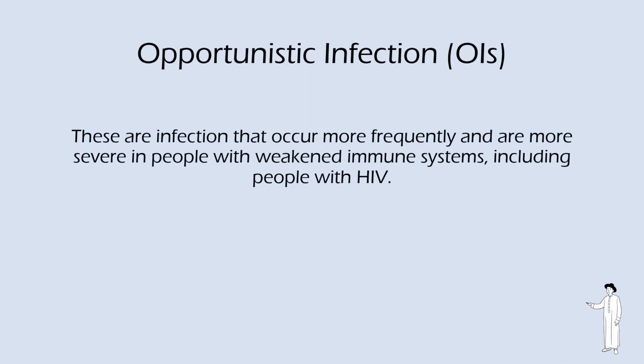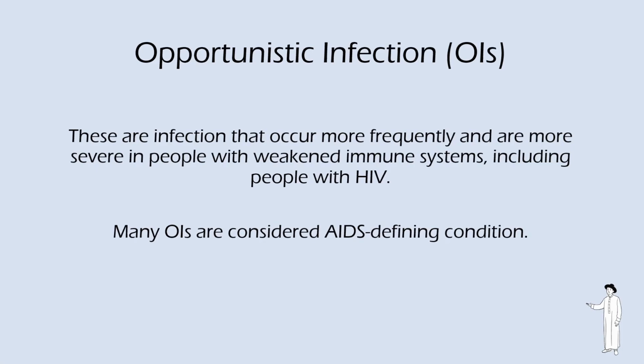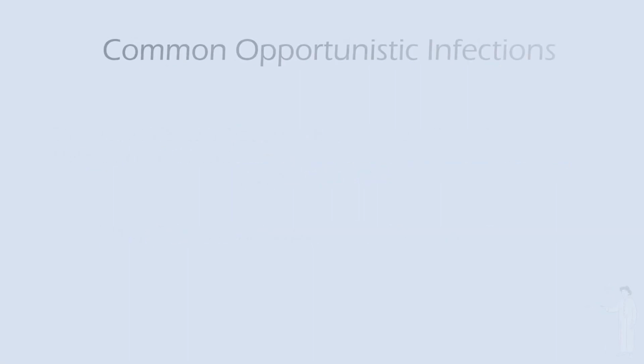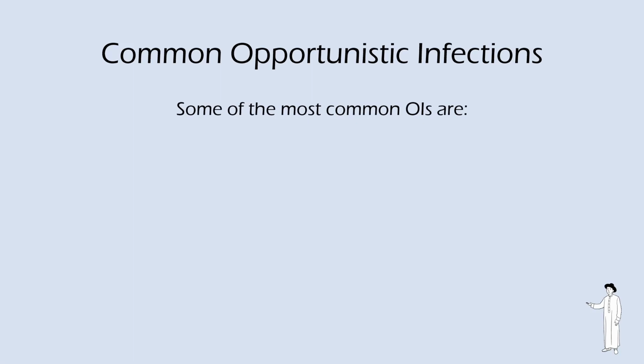These are infections that occur more frequently and are more severe in people with weakened immune systems, including people with HIV. Many opportunistic infections are considered as AIDS-defining conditions. Let's discuss some of these common opportunistic infections.